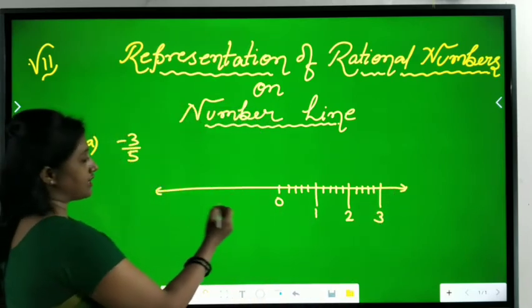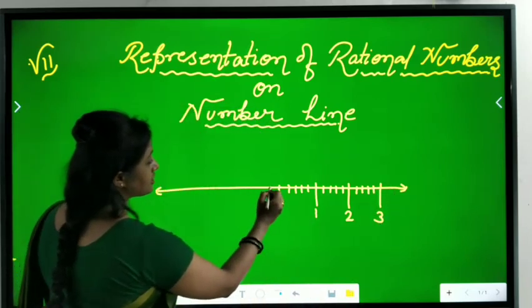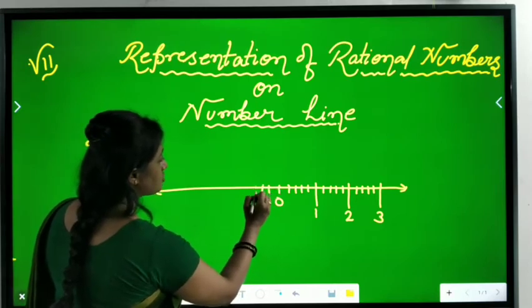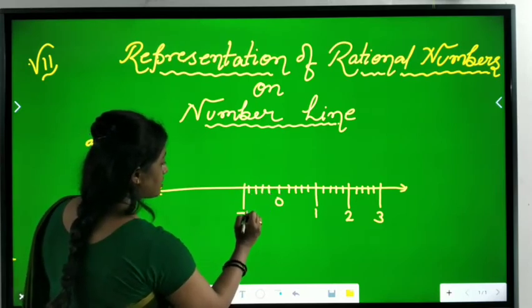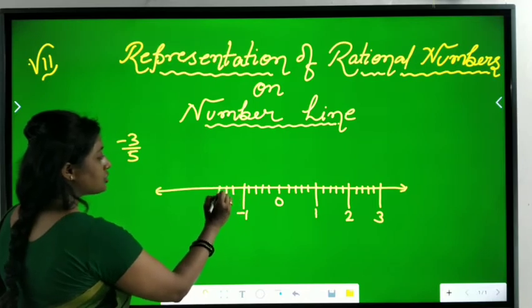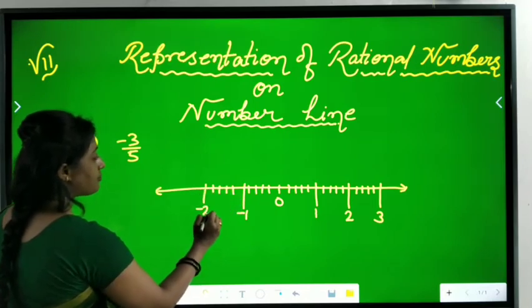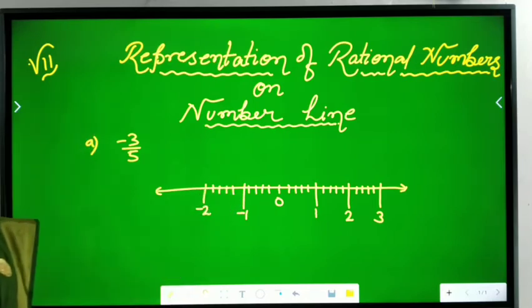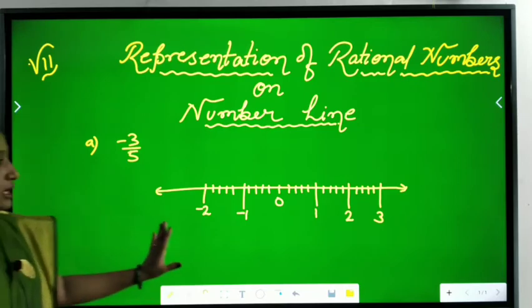Then come to the left side. In the same way you will make divisions here. 5 divisions: 1, 2, 3, 4, 5. Right here minus 1. 1, 2, 3, 4, 5. Right here minus 2 and so on. Now our number line is ready.